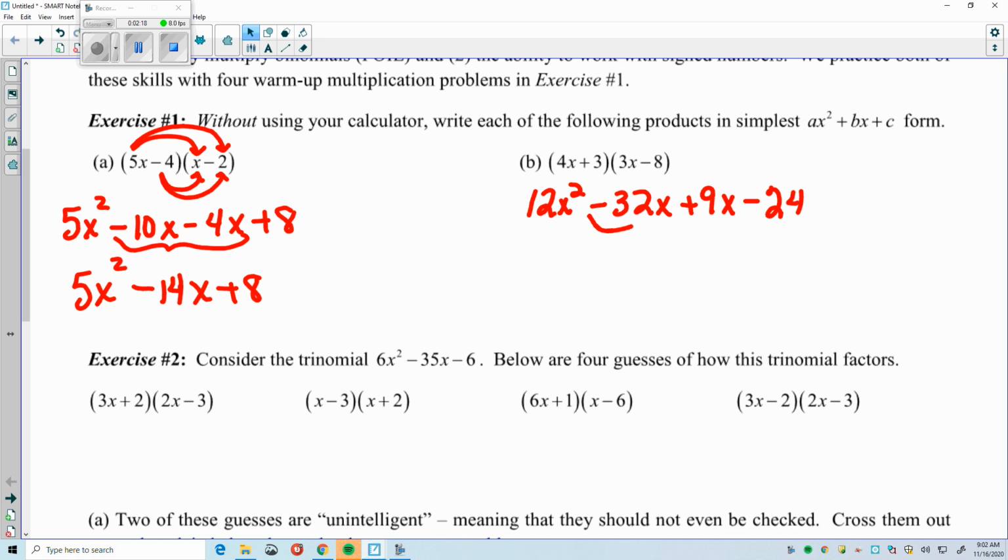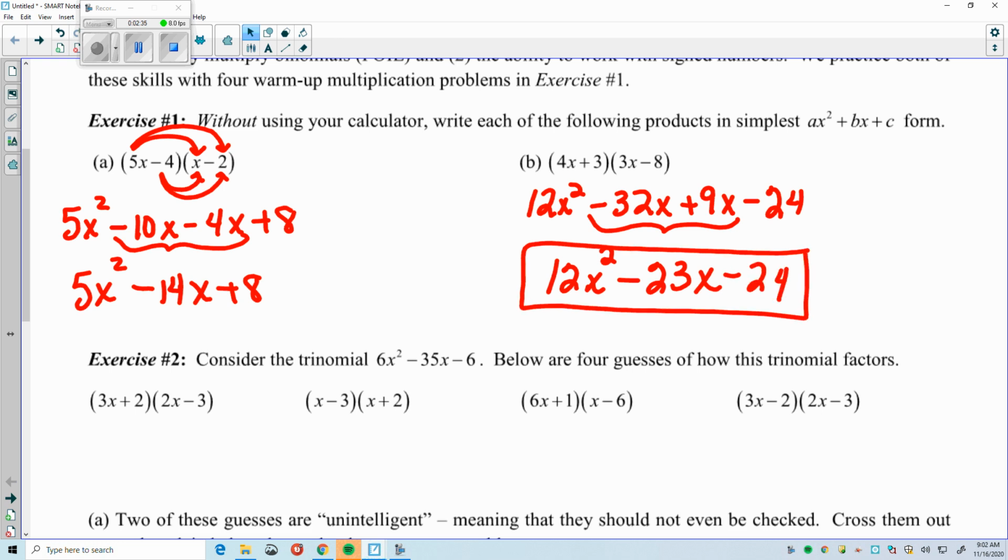And then again, you want to combine like terms. So we're going to combine our x terms. So our trinomial now, we have 12x squared. When I combine a negative 32 and a positive 9, I get a negative 23x, and then minus 24. So here is our final trinomial.